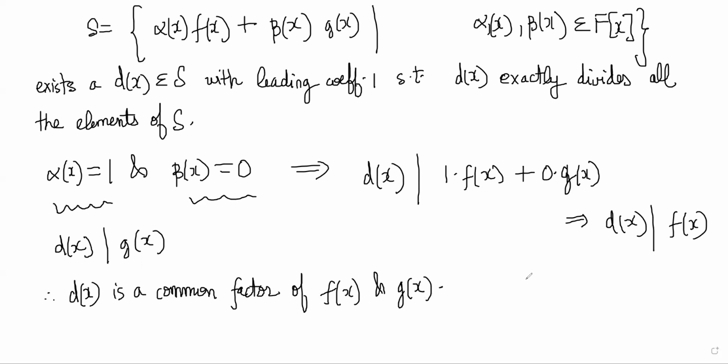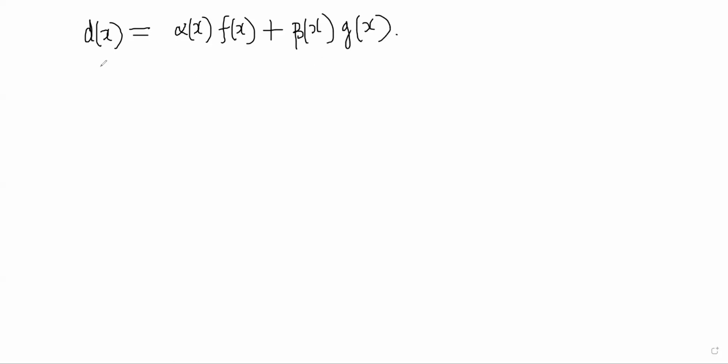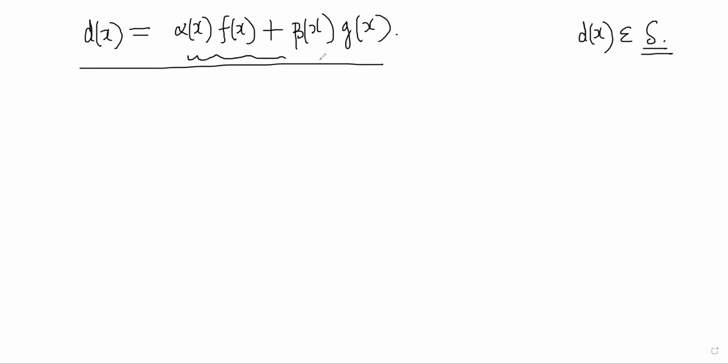On the other hand, we know that d of x itself is an element of the set S, right? So what we can say, there must exist alpha x and beta x such that d of x is equal to alpha x times f of x plus beta x times g of x, right? This result must be true because d of x belongs to the set and every element of the set can be written like this, right? And we have already concluded that d of x is a common factor of f of x and g of x.